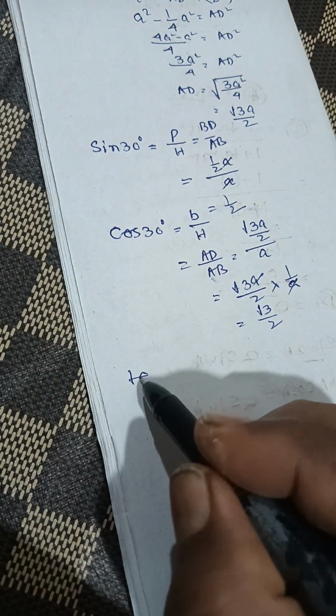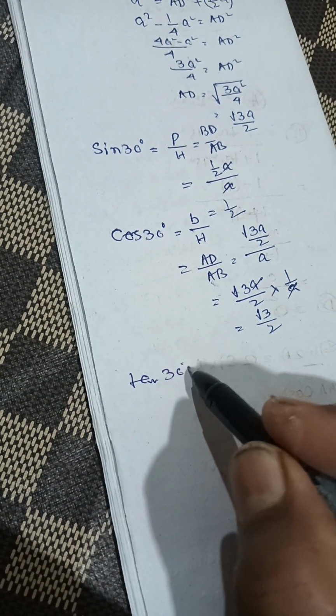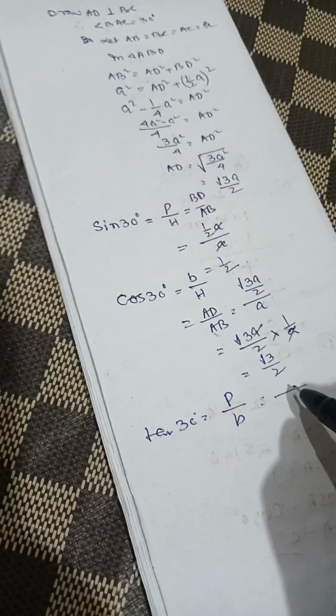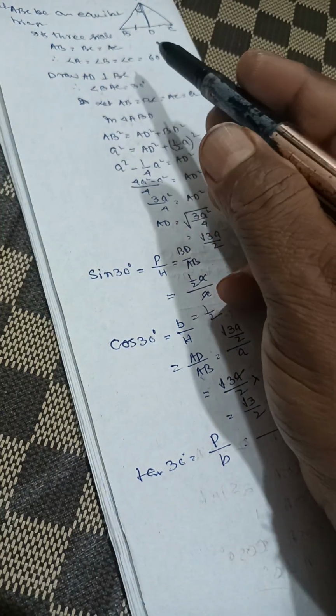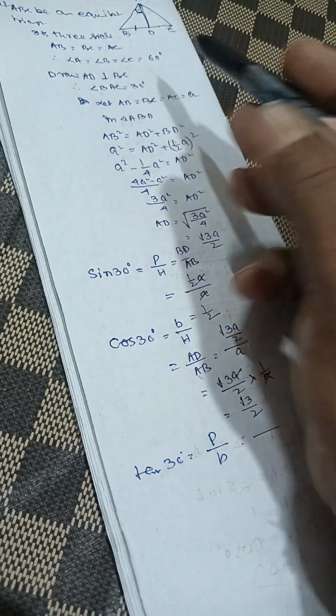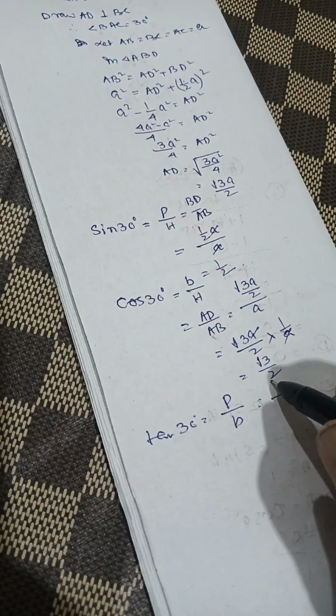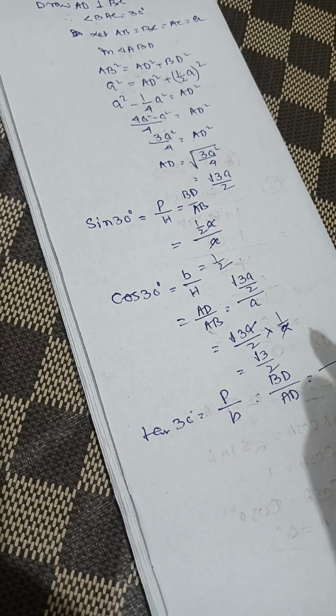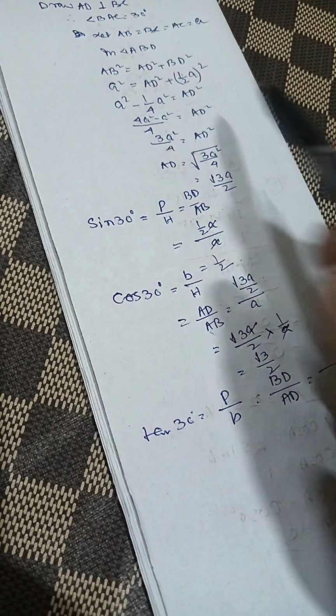Now you find tan 30. Tan 30 we know P by B. So in the diagram you see P is BD and B is AD. So you write BD by AD. The value of BD is what? BD is half of A.